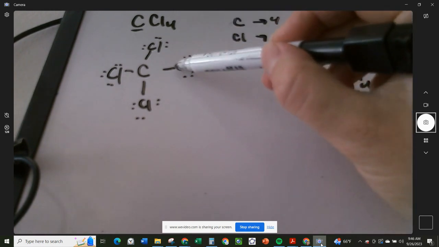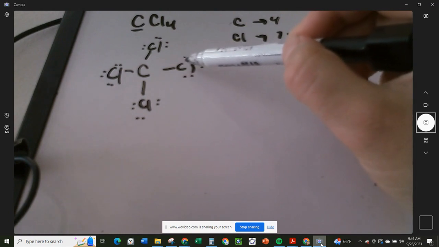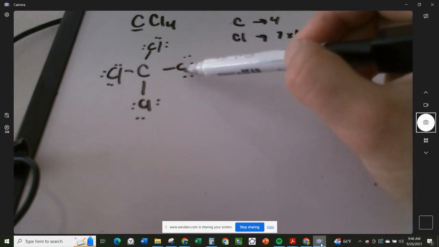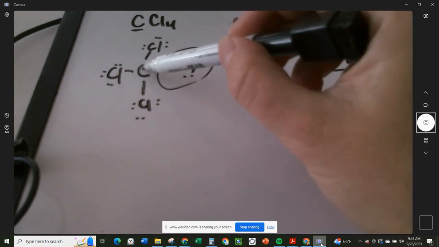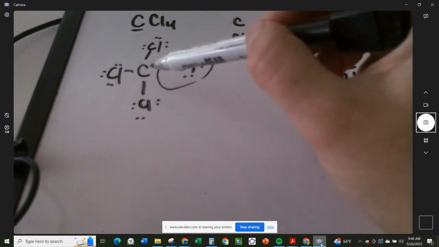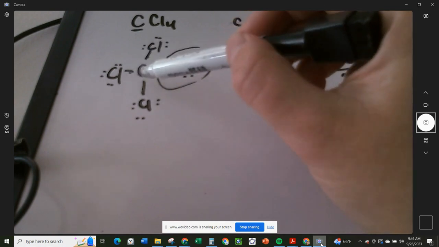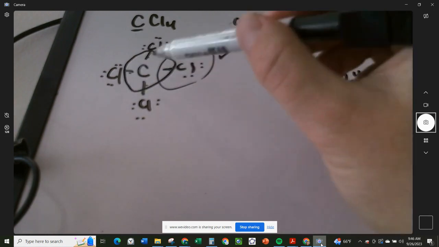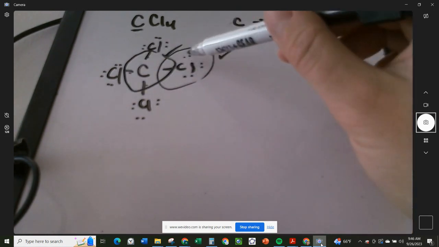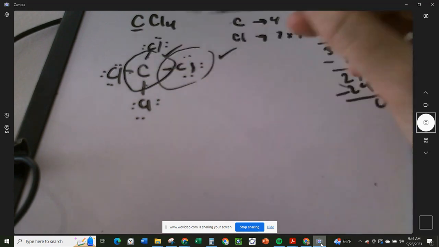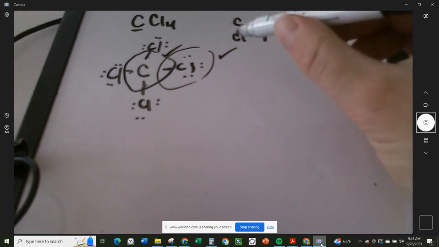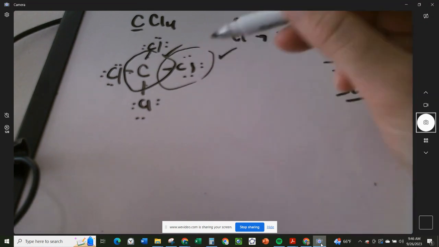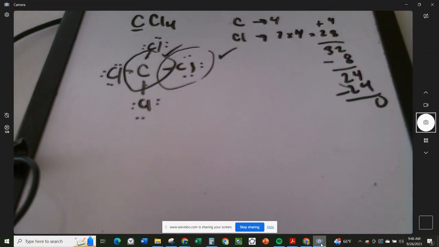So chlorine, and they're all the same, so I'm only going to check one. This chlorine has 2, 4, 6, 8. You can see all of these electrons, so that's good. And then carbon in the middle can see all of the electrons in all of these bonds. So 2, 4, 6, 8. So that carbon is also satisfied because this chlorine matches all of these. They are all satisfied. So this would be our Lewis structure for CCl4.